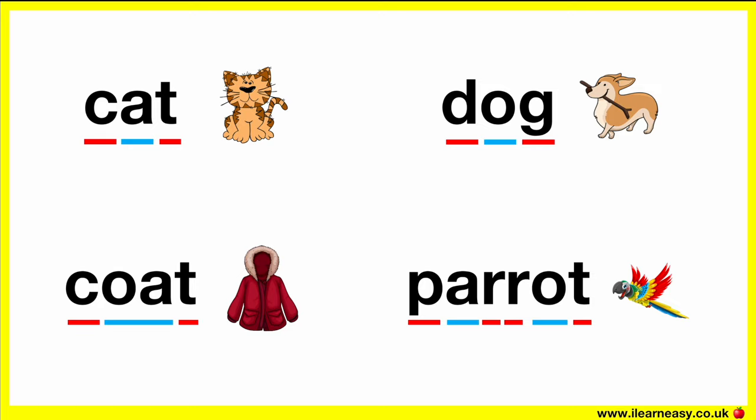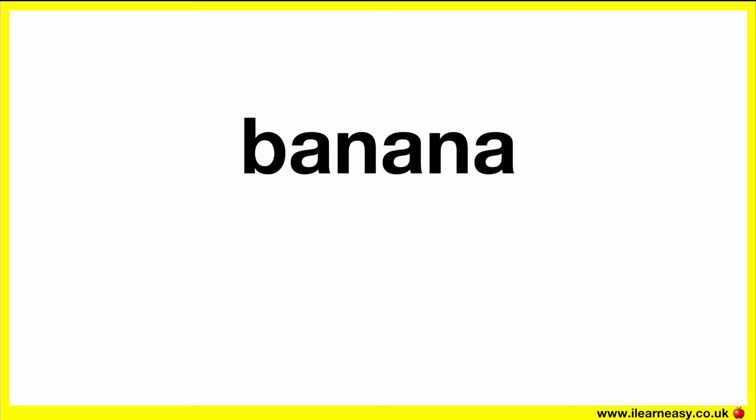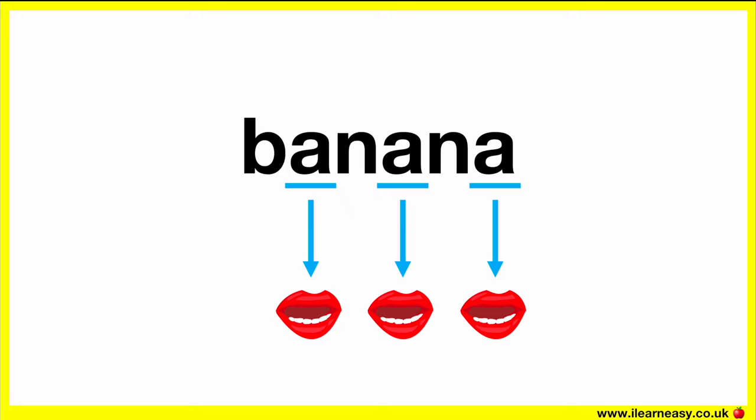For example, banana. So if you put your hand under your chin when you say the word banana, then you can count your jaw drop 3 times. Banana. So the word banana has 3 syllables.